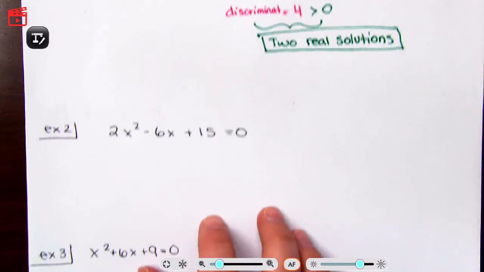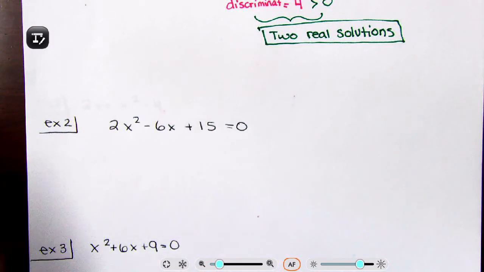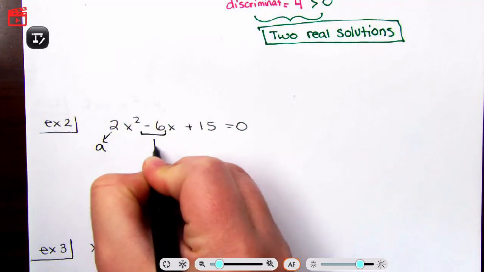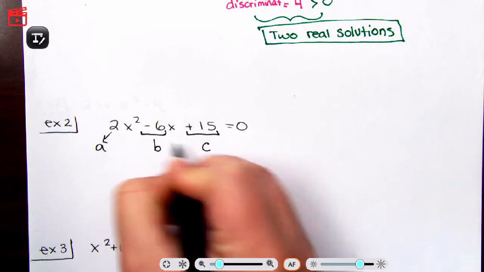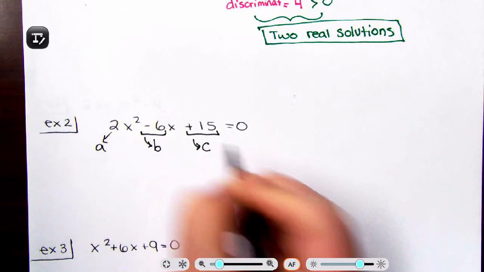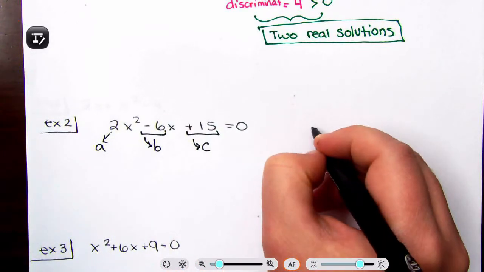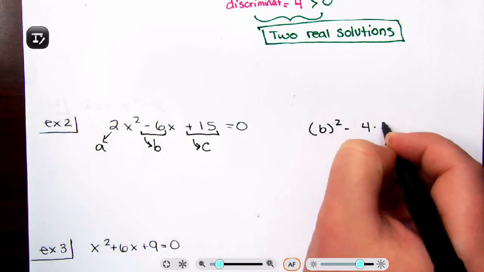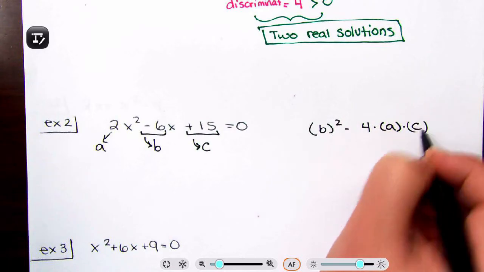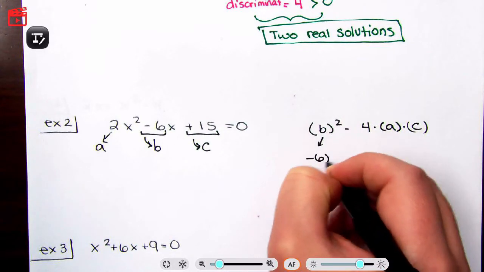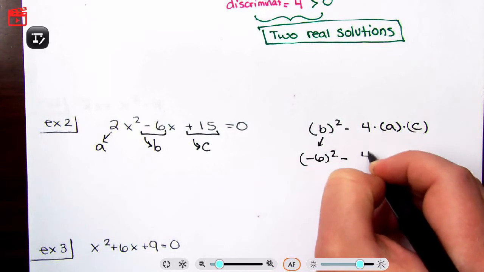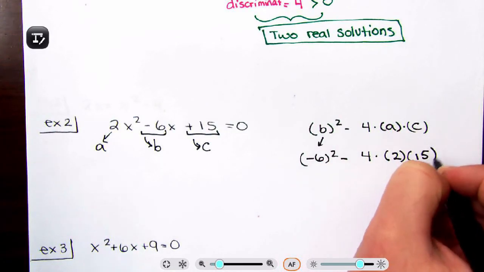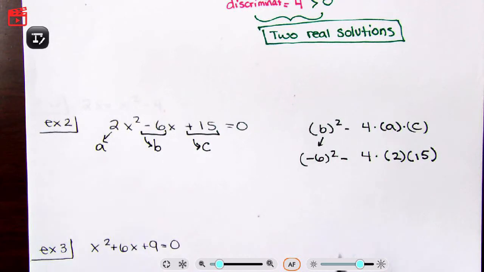Move on to example number 2. So we have A, B, C. Again, make sure to take the sign with it. So here's our discriminant formula. We got b squared minus 4 times a times c. B is negative 6. 4 times a, a is 2. C is 15. So we're dealing with big numbers here.